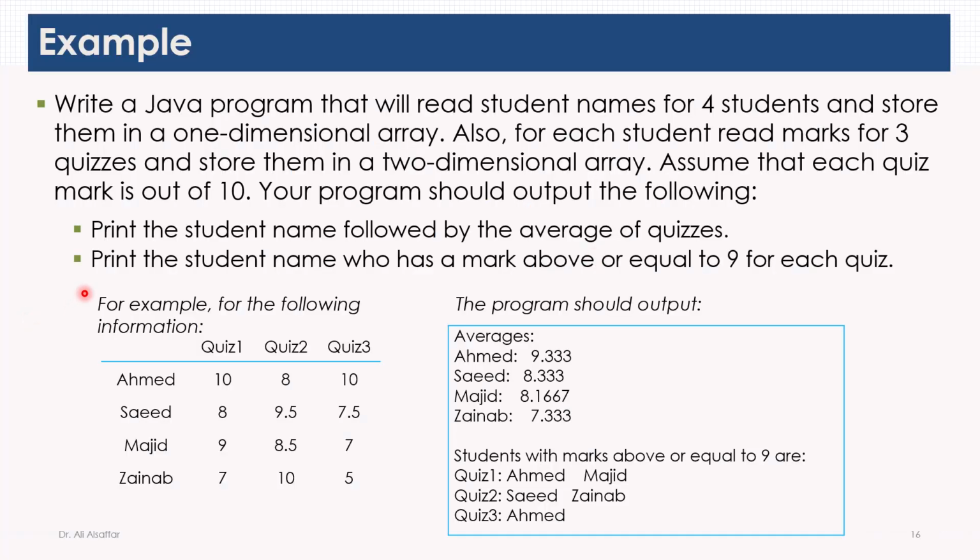In the second part, we need to print the student name who has a mark above or equal to 9 for each quiz. And this is how our output will look like. We're going to print a message, students with marks above or equal to 9 are, followed by the title for each quiz, and in front of the title of each quiz, we print the name of the student who has marks above or equal to 9 for that quiz. Let's go to JGrasp and implement this part.